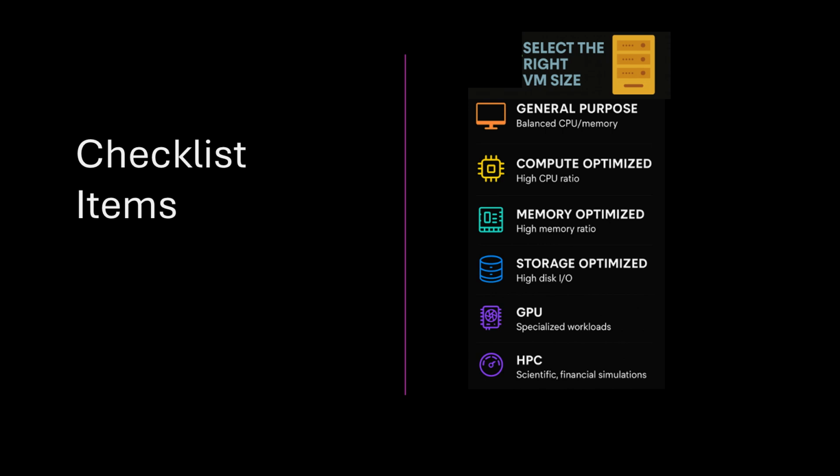Lastly, if you are running scientific simulations or high performance financial modeling, you should consider high performance compute VMs. These are the fastest compute options available in Azure and are tailored for workloads that require massive processing power with low latency.